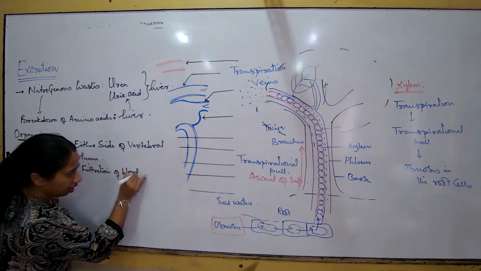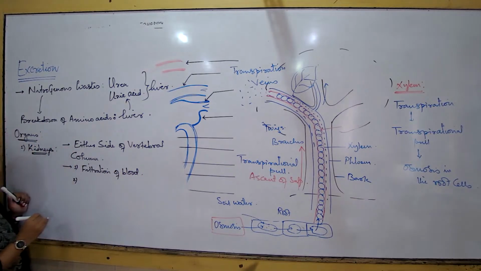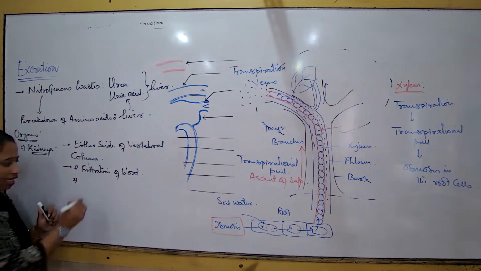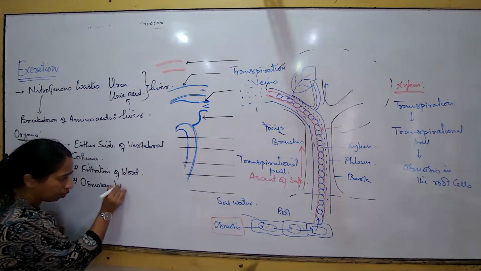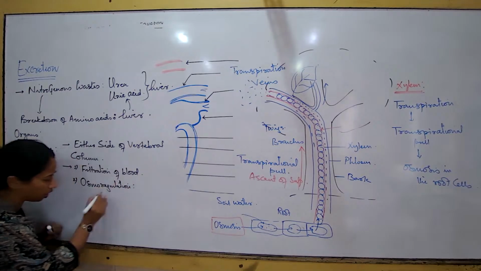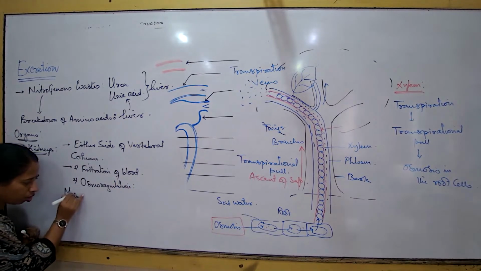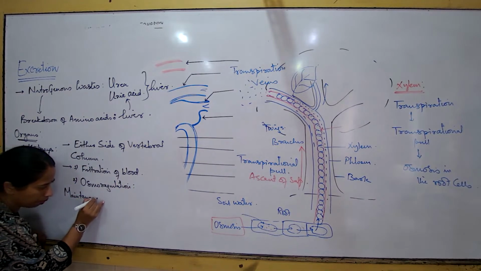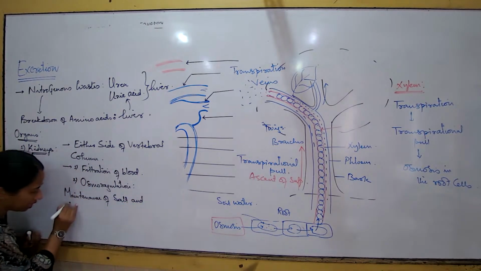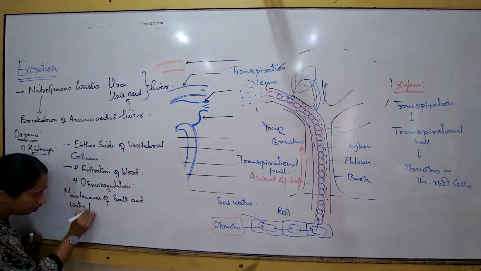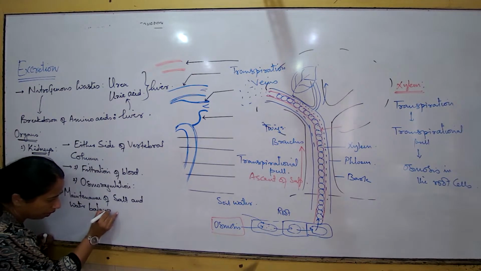Now that we understand that the kidneys bring about the filtration of the blood, during this process one more process happens in the body, known as osmoregulation. What is osmoregulation? Osmoregulation means the maintenance of the salt and water balance in the blood.